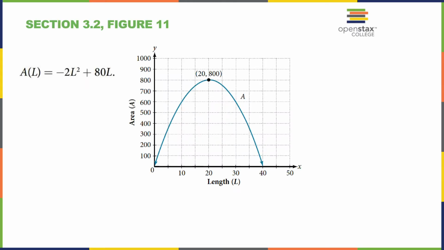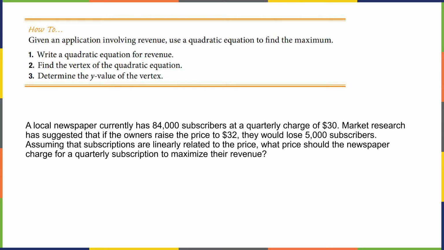When you look at the graph, you can see that indeed this is going to be the vertex of 800, where 20 is the length, 800 is the area, and you can go back and solve for width with no problem. So now, let's talk about a revenue example.